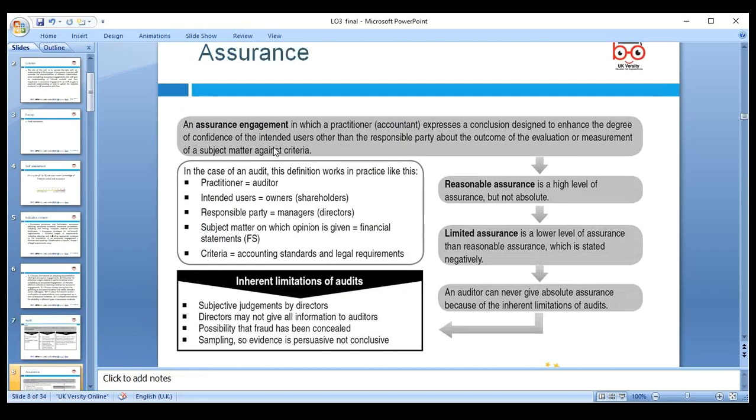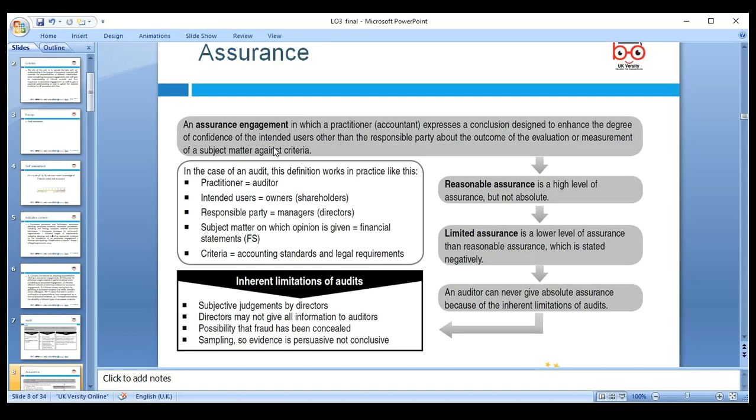Next we look at assurance. An assurance engagement is one in which the practitioner, an accountant, expresses a conclusion designed to enhance the degree of confidence of the intended users, other than the responsible parties, about the outcome of the evaluation or measurement of the subject matter against the criteria. In the case of an audit, the practitioner is the auditor, the intended user is the owner, the responsible party is the manager, the subject matter on which the opinion is given is the financial statements, and the criteria are accounting standards and legal requirements.